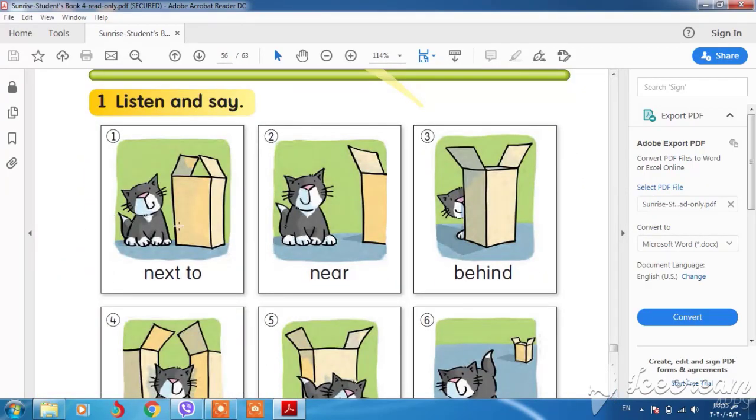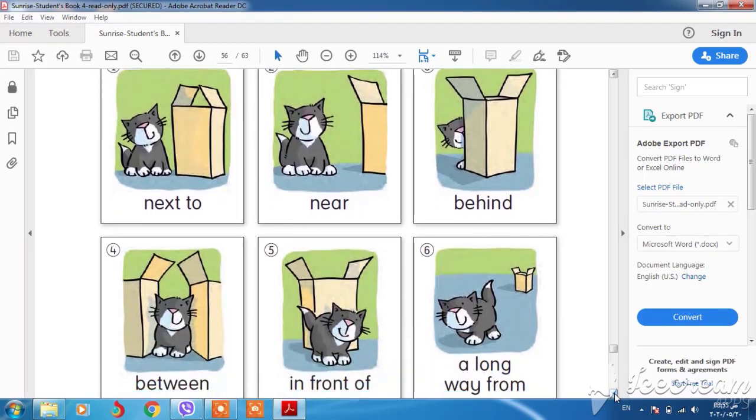Unit 17 is also about the preposition of place, because we have next to, near, behind, between, in front of, a long way from. Next to, it means you stand next to something. Near, something near you. Behind, you can hide yourself behind something.